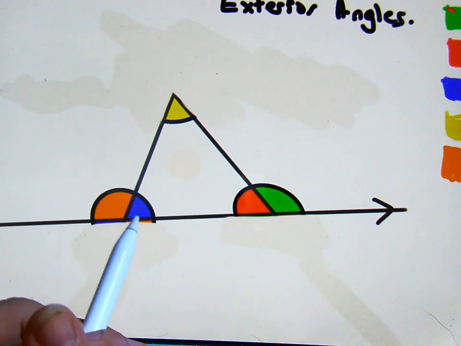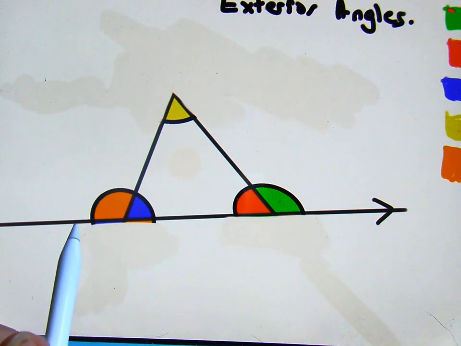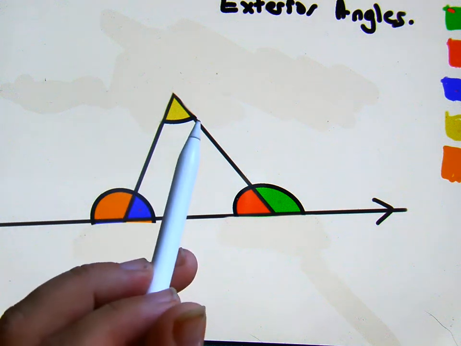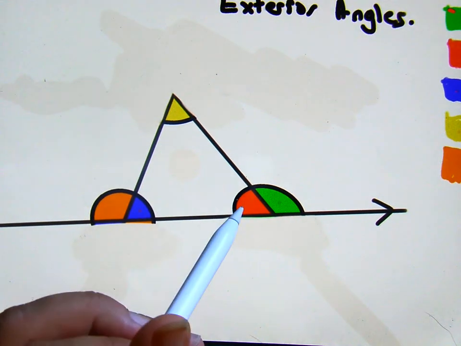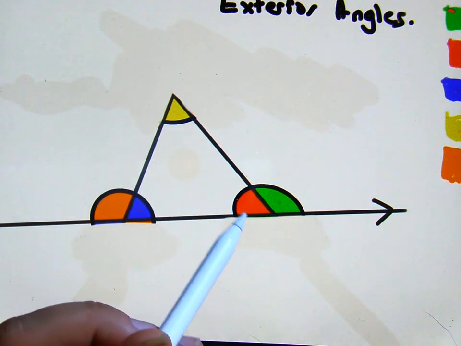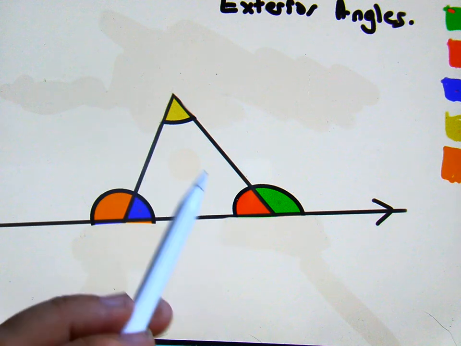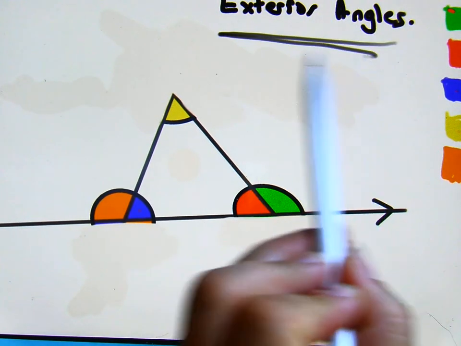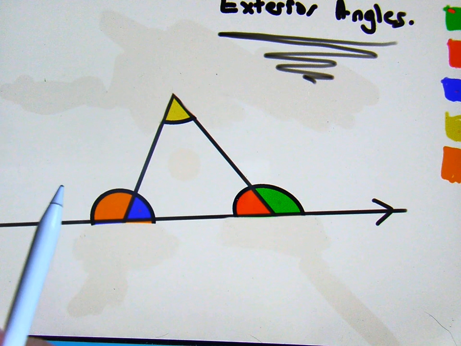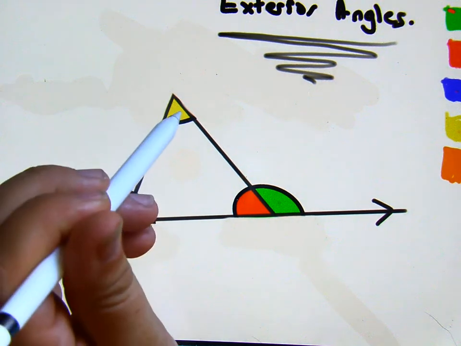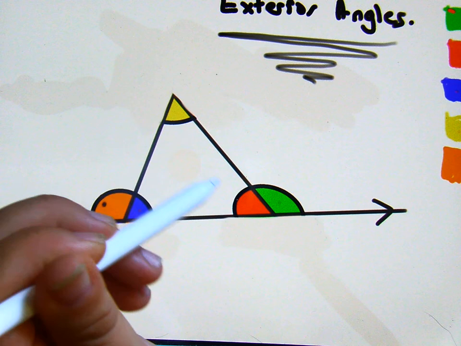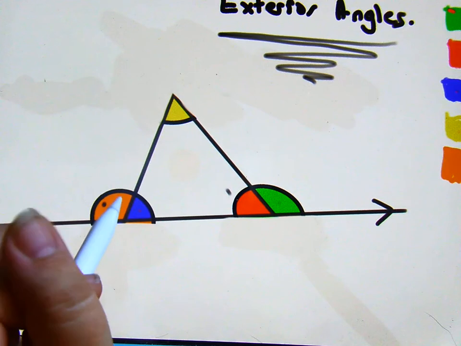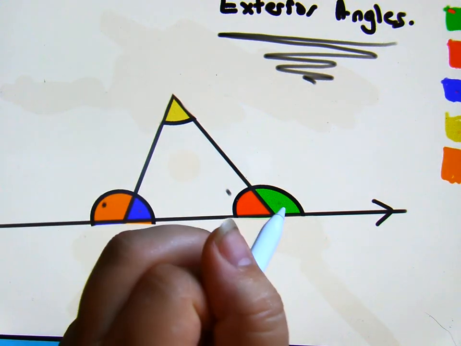If we look over here, I have my straight line of 180 degrees, and I have the color orange. Well, how does orange compare to yellow and red? They have to be added together to get this here. This is the basis of the exterior angle, that this angle here is the sum of these two angles here. These are called remote interior angles because they're far away from this guy here, and vice versa.